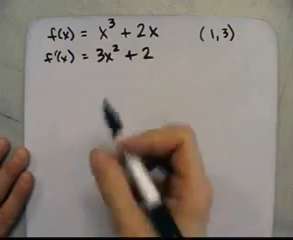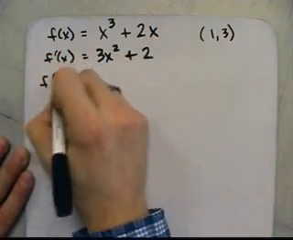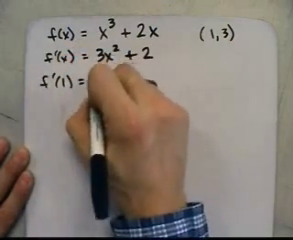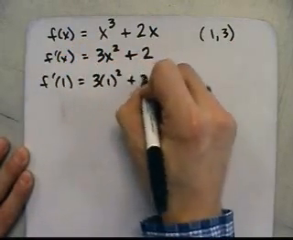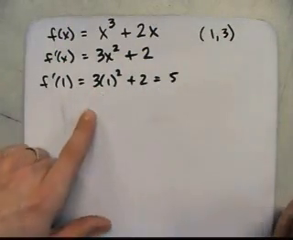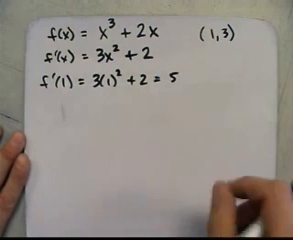If I just plug in a 1 right there, that's going to give me f prime of 1. Said it right, wrote it wrong. It is 3 times 1 squared plus 2. So my slope for this one is going to be 5. We'll be okay with that? So the slope of my tangent line is 5.